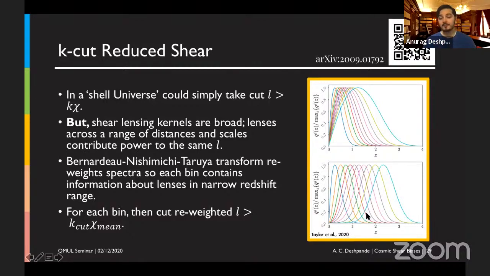And this technique was pioneered by my colleague Peter Taylor, who is now at JPL. So you see that there is still overlap between the kernels here, but it turns out, you can see it in Peter's earlier papers, that that overlap is small enough that it doesn't significantly affect the K-cut procedure. So what we can do now is, for each reweighted redshift bin, take that kind of K-cut, so L above some defined K-cut value times the mean comoving distance of said bins.